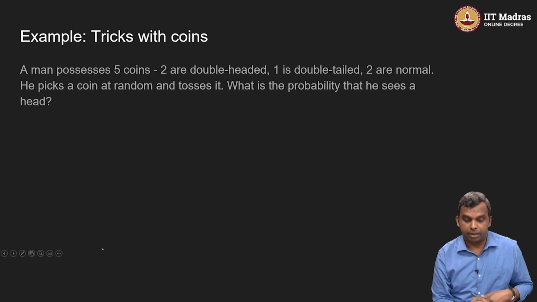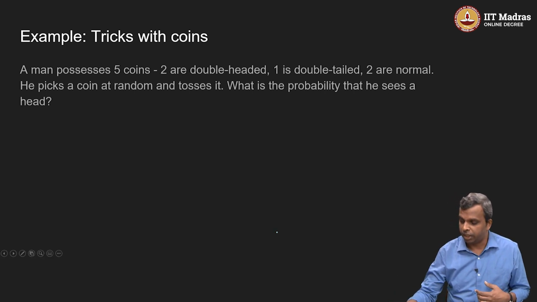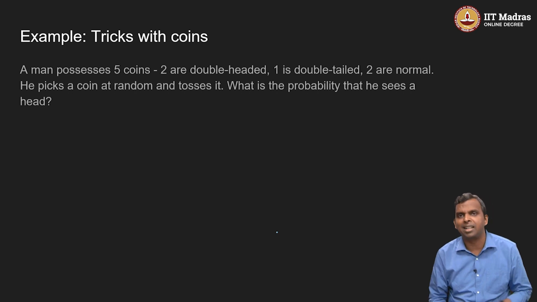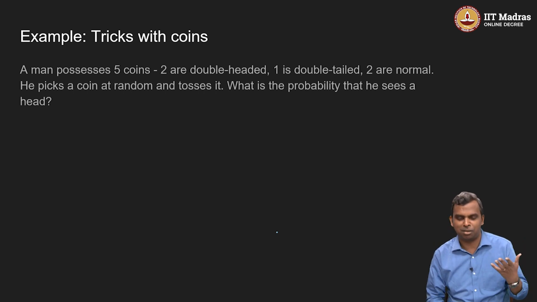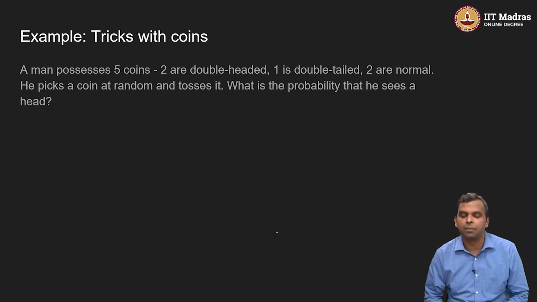So here's an interesting little question. It's again a toy question, maybe not too realistic in practice, but still an interesting one. There is a person who has 5 coins, and 2 of these coins are double headed. So what is double headed? It's like one of those coins in Sholay, right? Have you seen this movie Sholay? You must have seen it. There's a coin which has heads on both sides, so whatever you toss, you get heads. So those 2 are double headed.